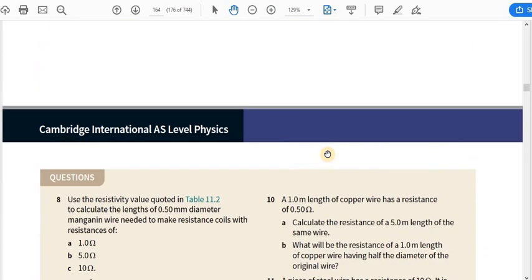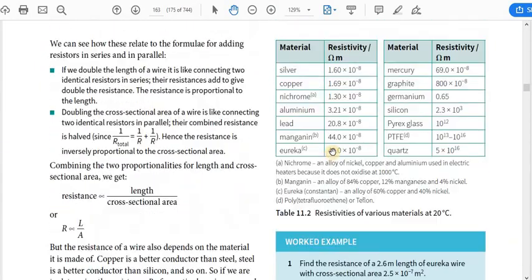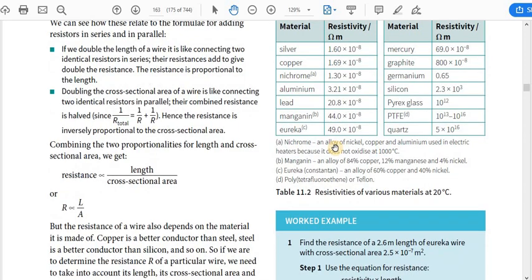You have to answer all these questions. All right, very, very important, because these are the basic questions.